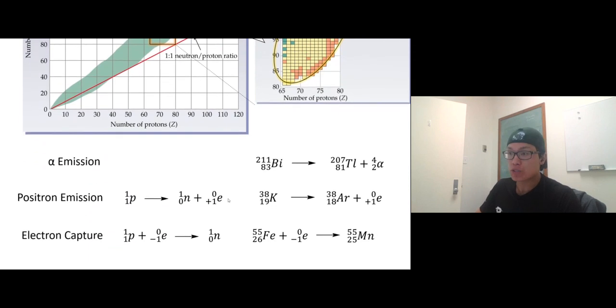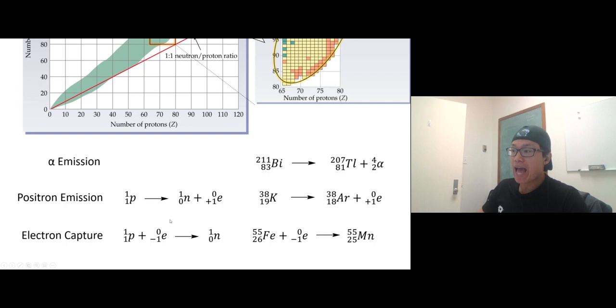There are three ways that this could happen. First one, alpha emission. So release a helium nucleus. Okay, so increase the number of neutrons. Positron emission. So take one proton, lower the number of protons and make more neutrons. All right, and a positron comes out. Electron capture, same thing. So take one electron from the 1s orbital, the closest one, and combine with a proton. So get rid of one proton and make more neutrons, basically.